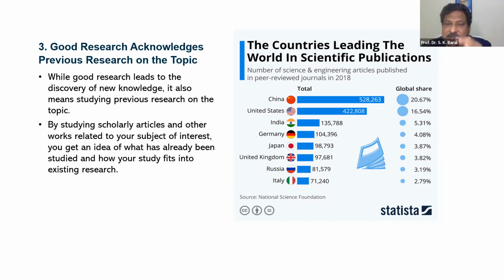And the countries, the top leading countries in scientific publications, as of 2018 data, this is the latest data available. So on that basis, you see, India is in third position. China, United States, India, Germany, Japan, UK, Russia, and Italy. So in this way, we are leading the world in scientific publication. We have got a very significant role in that.